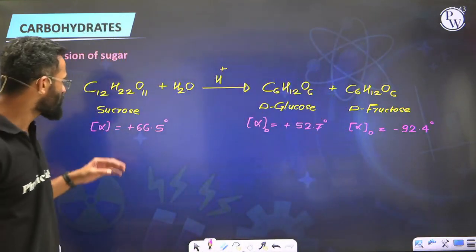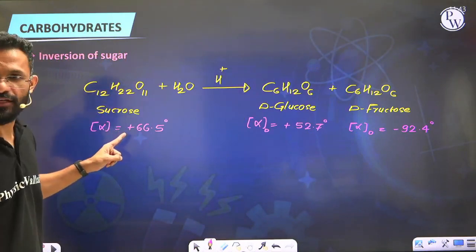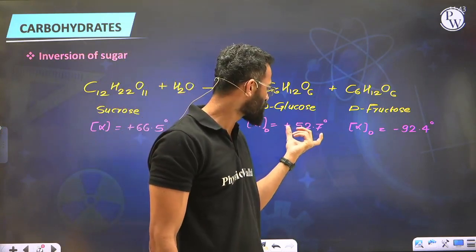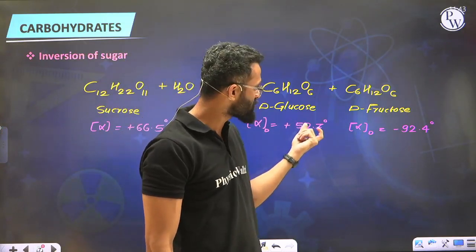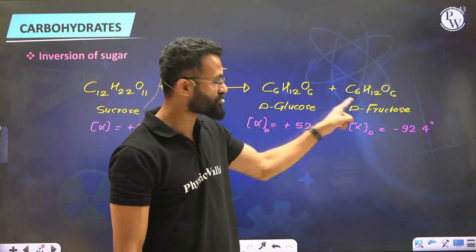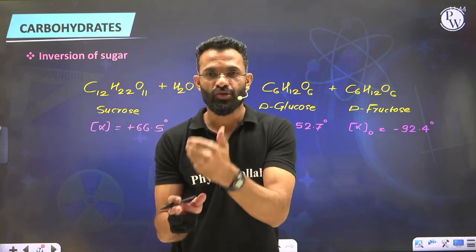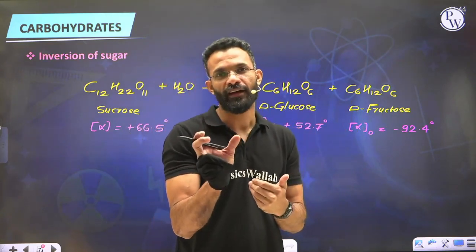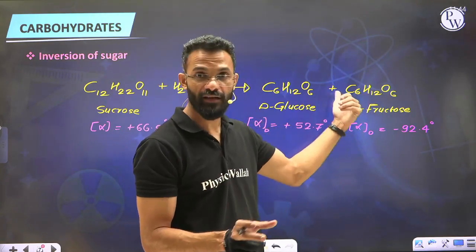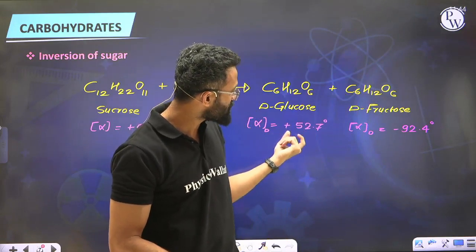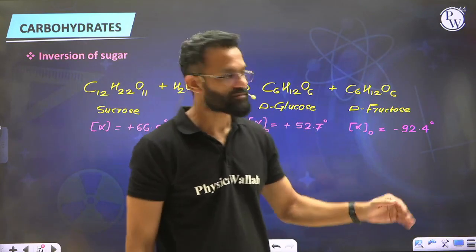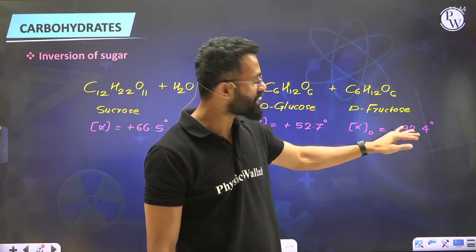The aqueous solution of the starting compound sucrose is definitely dextrorotatory. Upon hydrolysis, the mixture we are getting has one compound with dextrorotation of plus 52.7 degree and another compound in equimolar quantity to that of glucose, because both are present in equal proportion. Sucrose is made up of one molecule of alpha D-glucopyranose and one molecule of beta D-fructofuranose. So the amount is equimolar. But one of them has an optical rotation of plus 52.7, which is dextrorotatory. The other has an optical rotation of minus 92.4, meaning levorotatory.